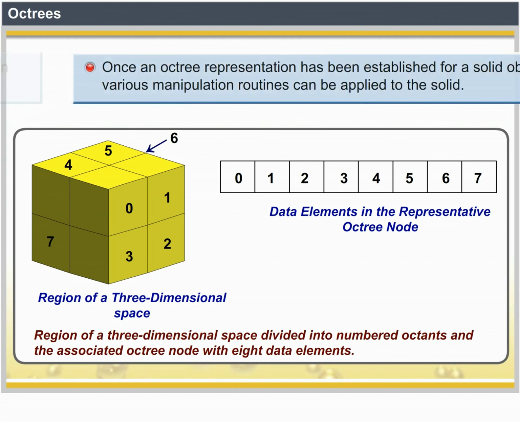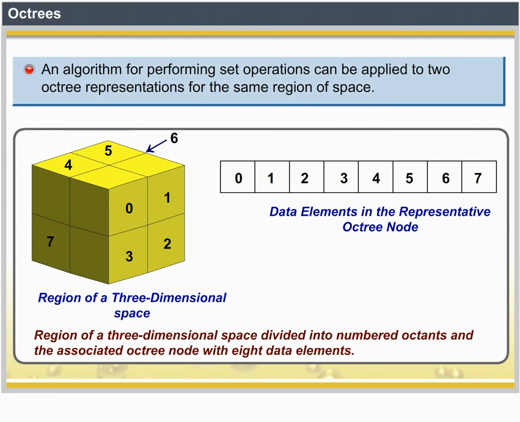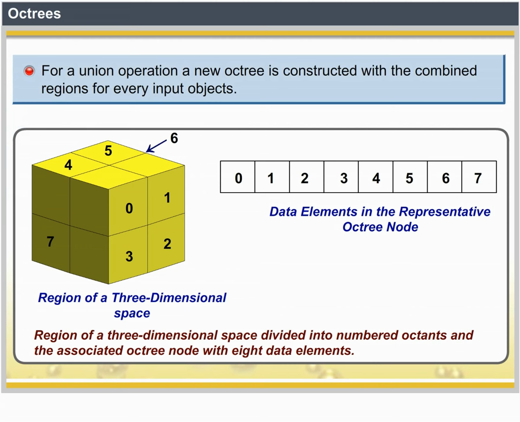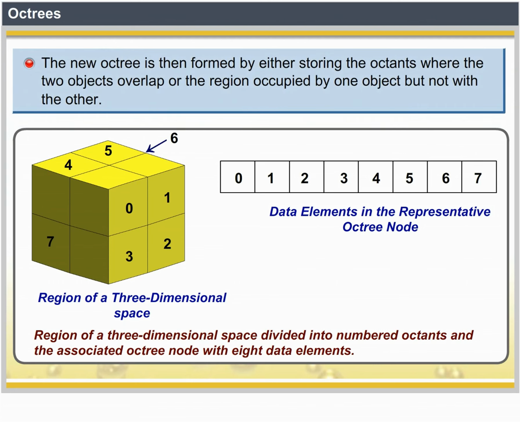Once an octree representation has been established for a solid object, various manipulation routines can be applied to the solid. An algorithm for performing set operations can be applied to two octree representations for the same region of space. For a union operation, a new octree is constructed with the combined regions for each of the input objects. Similarly, intersection or difference operations are performed by looking for regions of overlap in the two octrees. The new octree is then found by either storing the octants where the two objects overlap or the region occupied by one object but not the other.